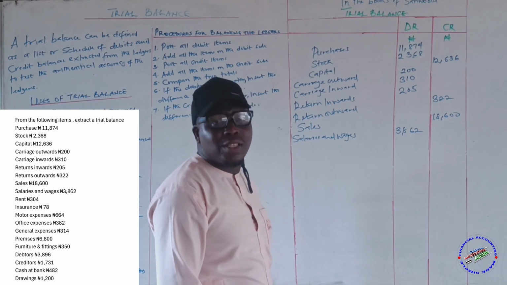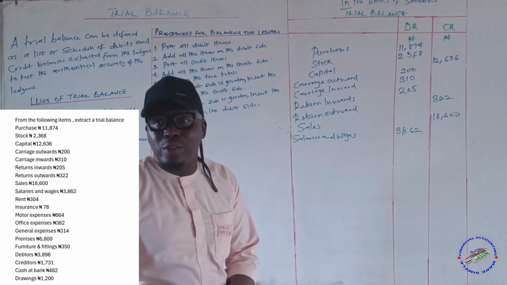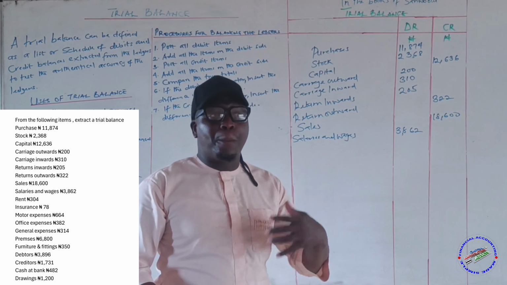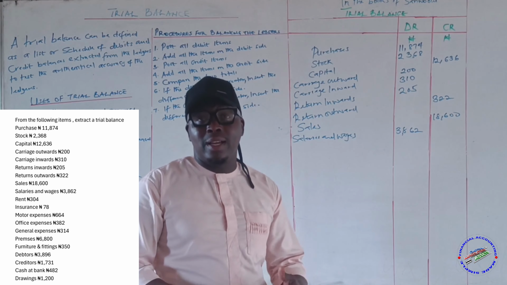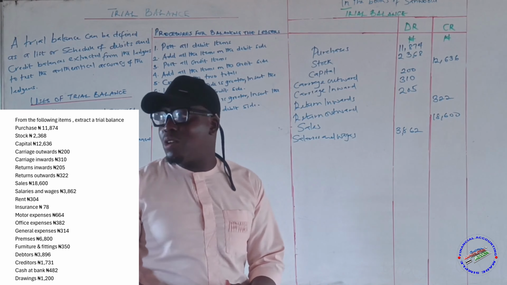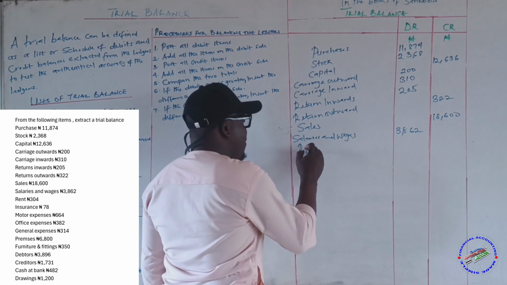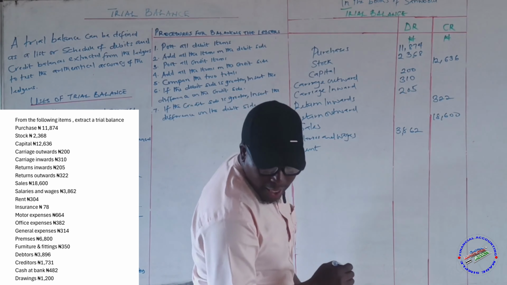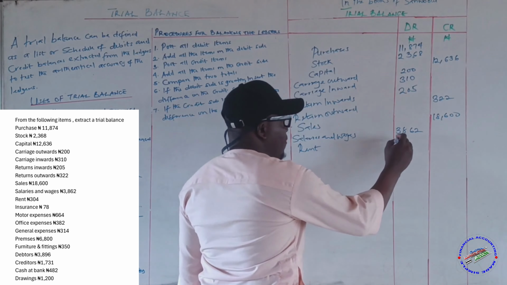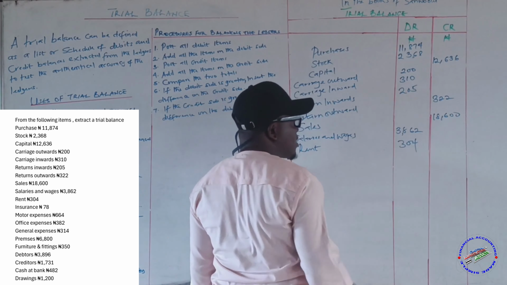The next one is rent. For the shop you are using to sell in the market, you pay rent on a yearly basis to your landlord. So that also forms part of our expenses. So we have rent, which is 304 on the debit side.